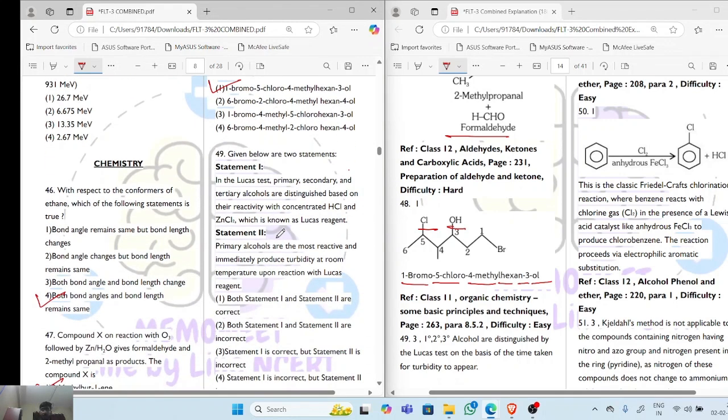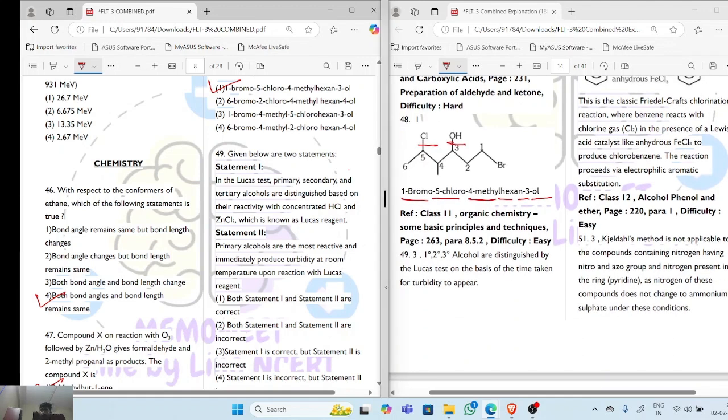Now question number 49. Given below are two statements. Statement 1: in the Lucas test, primary, secondary, and tertiary alcohols are distinguished based on their reactivity with concentrated HCl and ZnCl2, which is known as Lucas reagent. Statement 2: primary alcohols are the most reactive and immediately produce turbidity at room temperature upon reaction with Lucas reagent. Okay, so let's check.